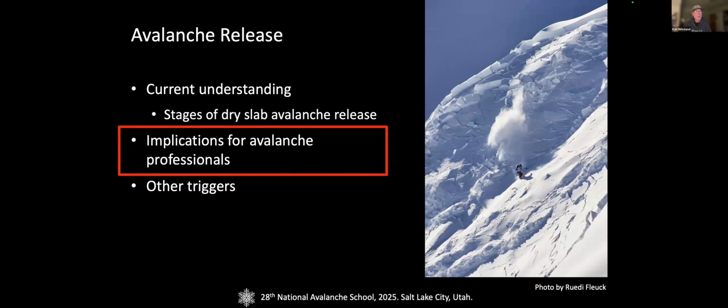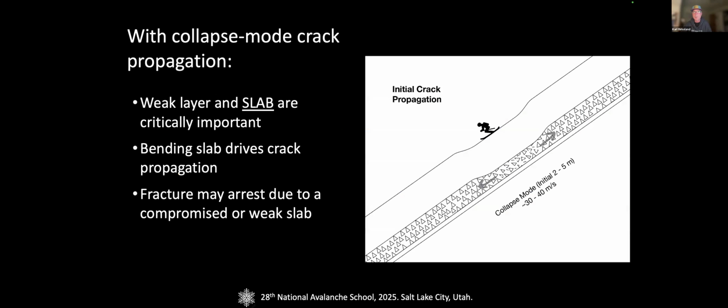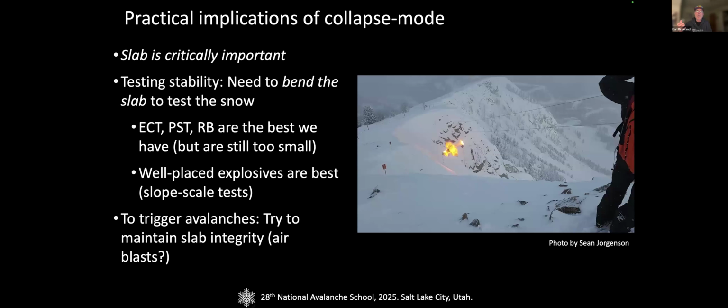All right, so a few implications for avalanche professionals. With a collapse mode crack propagation, the weak layer and the slab are both critically important. It's that bending slab that drives the crack propagation, so the fracture may arrest due to a compromised or weakened slab. Again, the slab is critically important. So if we want to test stability, we need to bend the slab to test the snow. And this is why an extended column test, a propagation saw test, and even a rutschblock are the best tests we have, but they're still too small to really capture all the processes.